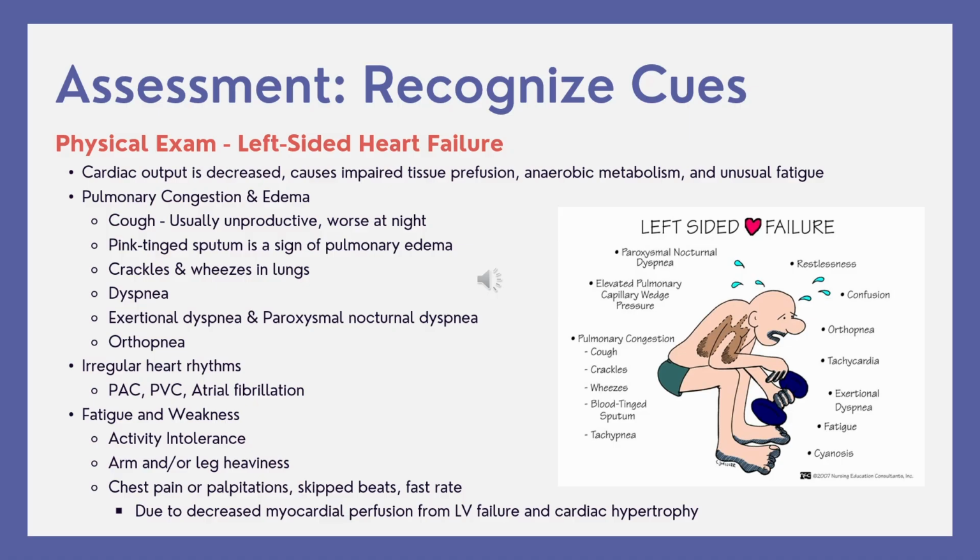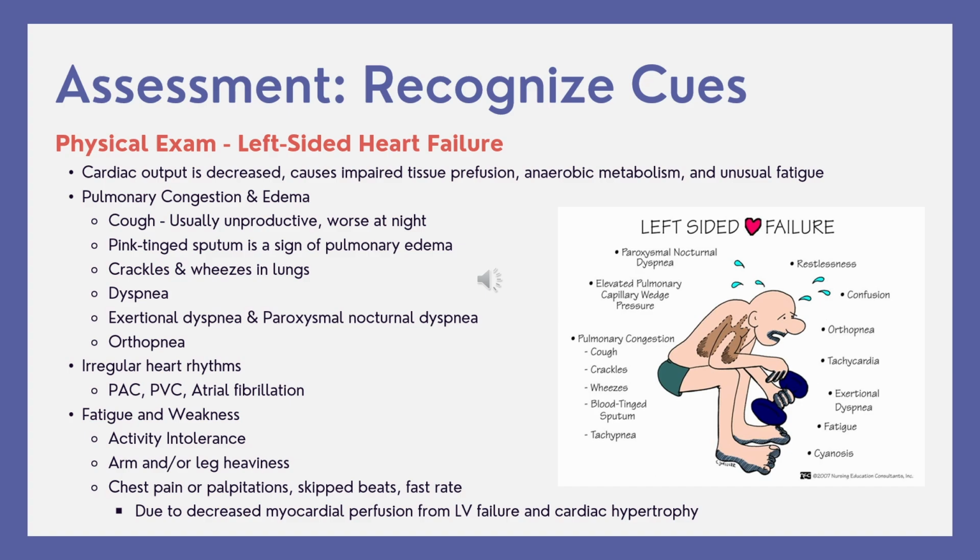They have dizziness and confusion due to reduced cerebral perfusion from low cardiac output, and they can have chest pain or palpitations because as the failing left ventricle strains to keep up, the heart can start to develop tachycardia and different irregular rhythms like PVCs or even atrial fibrillation. Patients can also experience chest pain or angina.